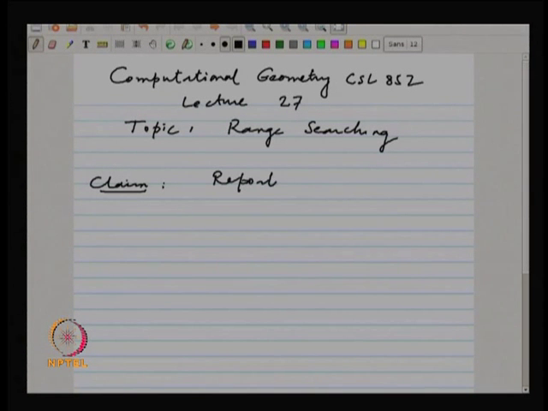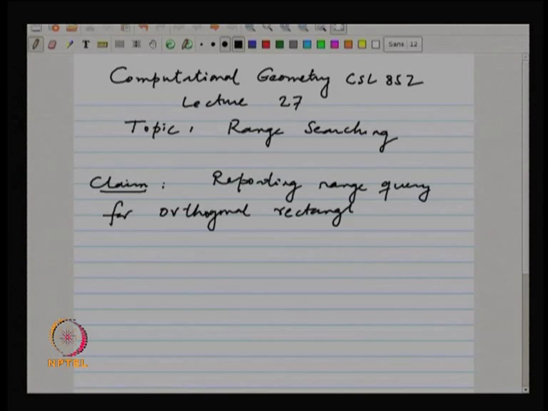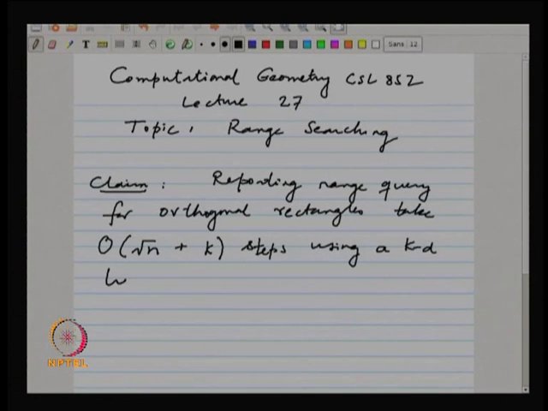Reporting range query for orthogonal rectangles. Take order. Steps. Well, actually 2D tree in 2 dimensions, right.